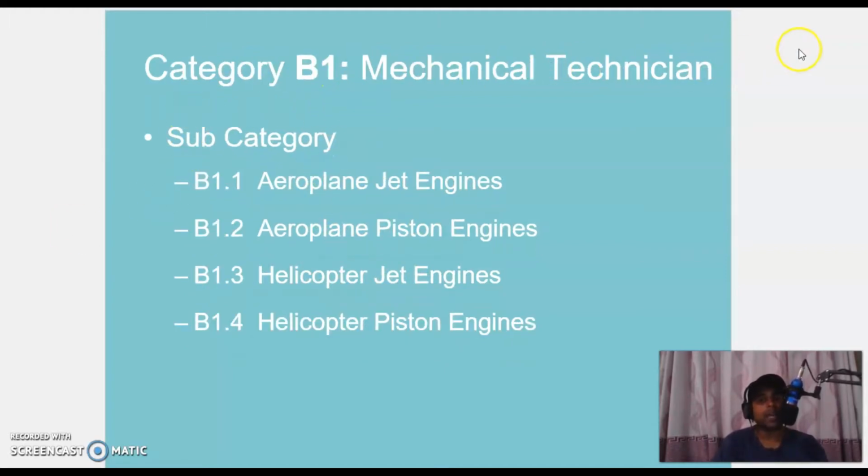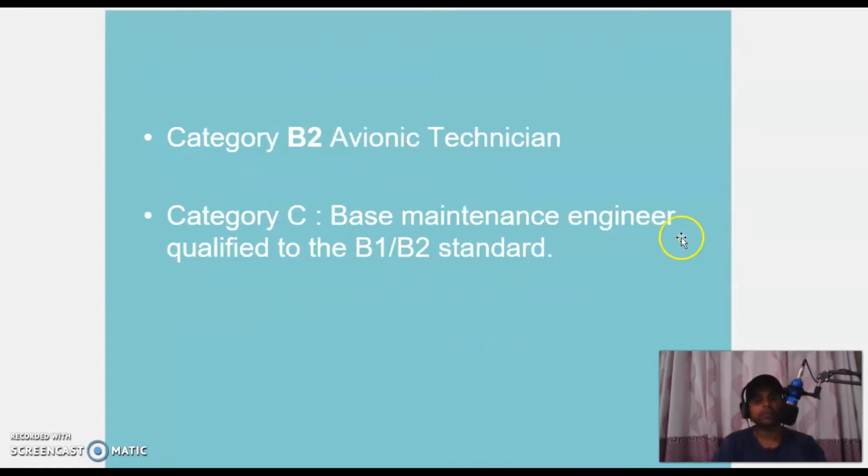Category B1 mechanical technicians also have subcategories. It's called B1.1 aeroplane jet engines, B1.2 aeroplane piston engines, B1.3 helicopter jet engines, B1.4 helicopter piston engines. So for Category B2 avionics technician and Category C, which belongs to base maintenance engineer, qualified to the B1 and B2 standard. Normally Category C engineers are the persons who are going to sign for the CRS.